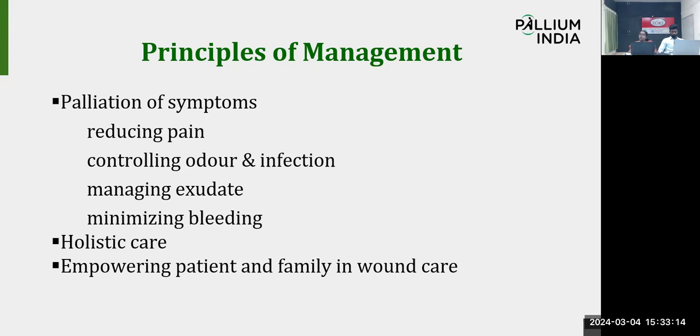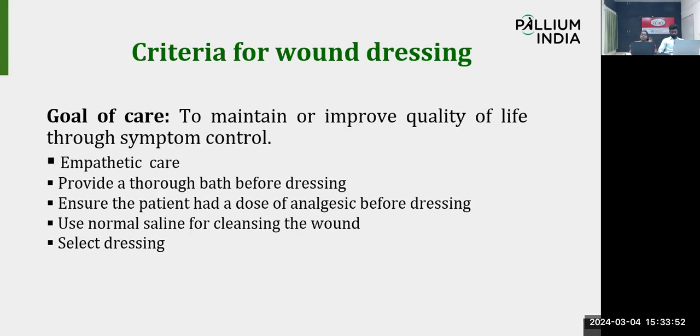Controlling odor and infection, that also has to be done. Managing exudate, minimizing bleeding, holistic care. So this patient needs holistic care, that is total care. We always see the physical part only, but you have to look into the other aspects also, because from palliative care you learned about the importance of total care, the total pain aspects. So this patient needs holistic care. Always empower the patient and family in their own care.